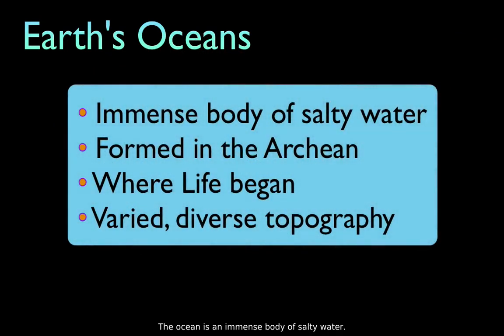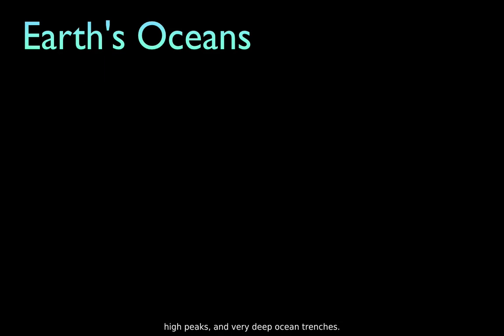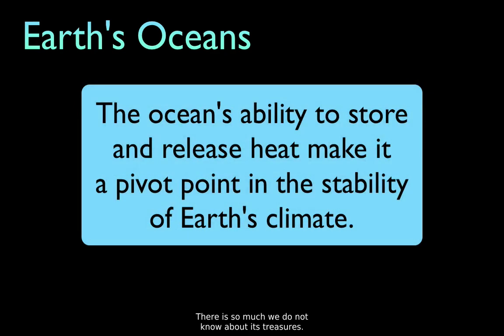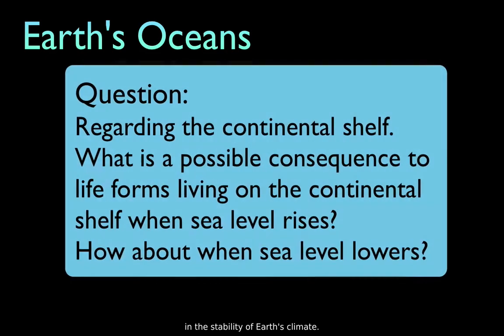The ocean is an immense body of salty water. It formed in the Archean, and it's where life began. In fact, there are life forms in the ocean that are still undiscovered. The ocean is vast and deep, with a varied topography of flat plains, high peaks, and very deep ocean trenches. There is so much we do not know about its treasures. The oceans, as a body of water, are a treasure in itself. Throughout time, the oceans have influenced our climate. The ocean's ability to store and release heat makes it a pivot point in the stability of Earth's climate.